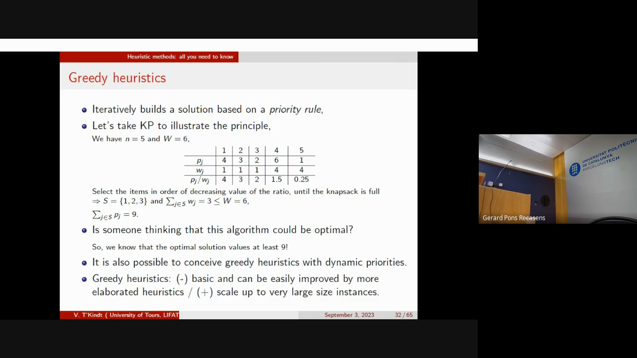The main advantage is that they scale up to very, very large instances because usually they work in n log n time or n squared. So they can handle instances with a huge value of n. And that's cool. They are really convenient for very, very big problems.